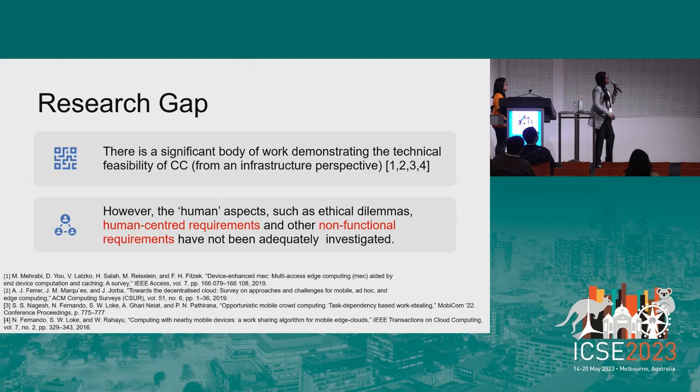So aspects of crowd computing's technical feasibility. There is a significant body of work in this area, particularly in distributed computing. So these are things like task scheduling, task offloading, load balancing, or peer-to-peer connectivity, and so on, including my own PhD work. However, there isn't much work in the human-centric aspects, in particular, human-centric requirements and non-functional and functional requirements. So this is the gap we address in this work.